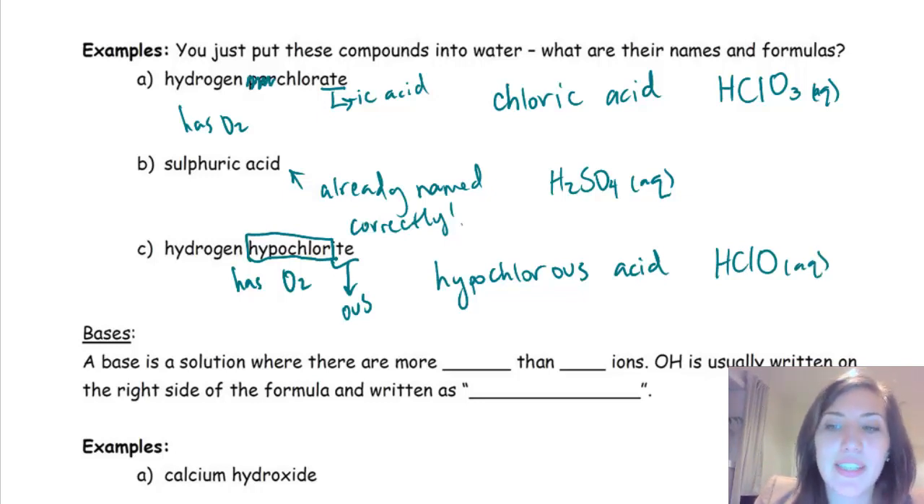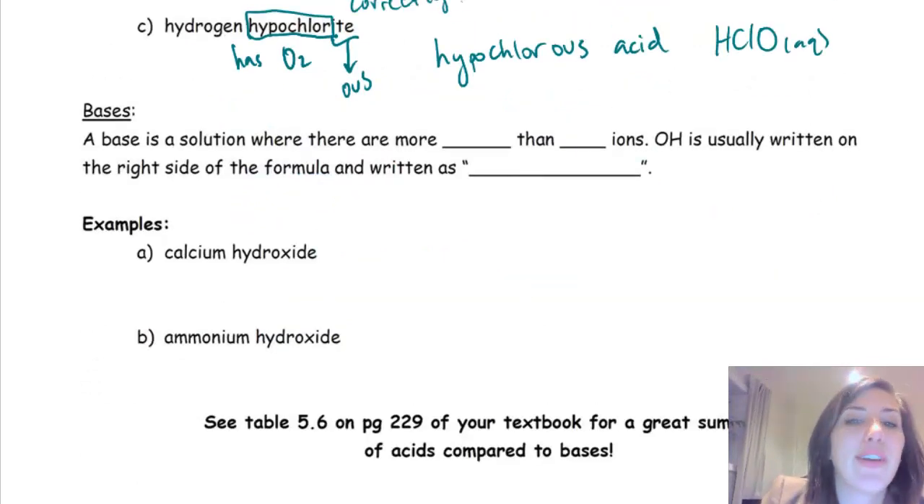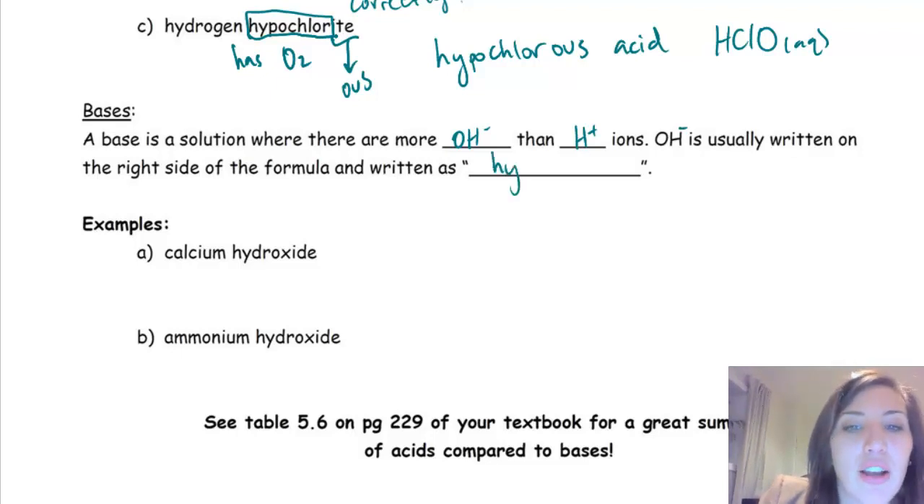All right, on to bases. They're a little bit easier, not as many rules. A base is a solution where we already know there are more hydroxide than there are hydrogen ions. OH minus is usually written on the right side of the formula. OH minus stands for hydroxide.